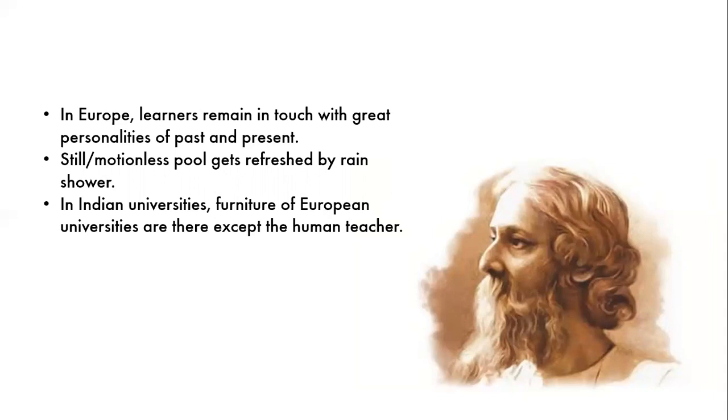Then in the fourth paragraph, Tagore says that in Europe, the learners remain in constant touch with great personalities of past and present. Their knowledge, that is, he meant the young learners' knowledge, has been compared to a still or motionless pool or lake which gets refreshed by rainwater. That is, the ideas or knowledge of great minds. He regrets that unfortunately in India, all the furniture of European university is there, but not the human teacher.